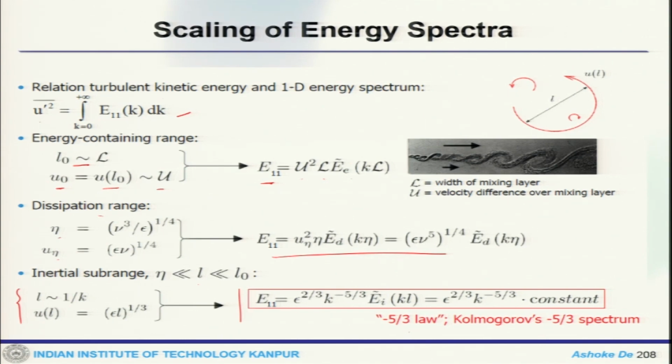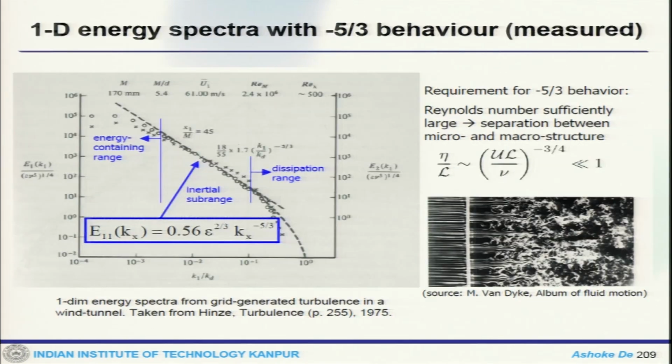This is very well known, and if you put that in a spectra, this is your normalized spectra in wave number space. This is our energy containing range, this is the inertial range which follows this, and this is the dissipation range. So in each range the energy spectra is different. The requirement is that the Reynolds number is sufficiently large, with spectral separation between micro and macro structures.